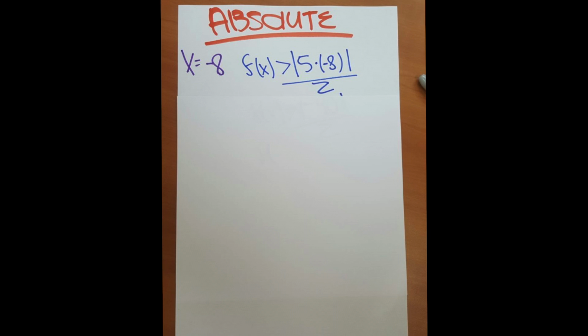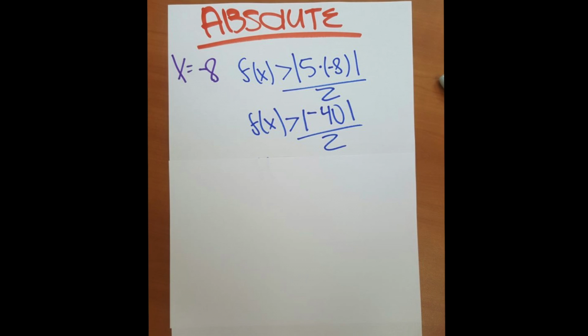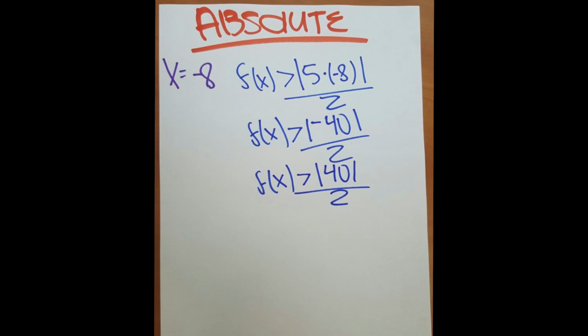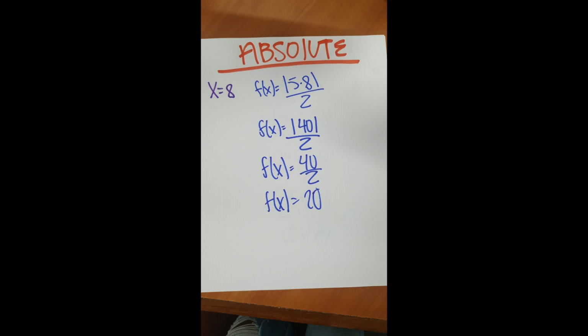If you plug in negative 8, you'll have f of x equals the absolute value of 5 times negative 8 divided by 2. That is equal to negative 40 divided by 2. But because this is absolute value, there can't be any negatives. So that would change it to the absolute value of 40 divided by 2, which you can now take the brackets off and see that is 20.